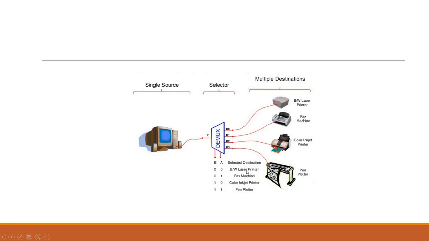If both are 0, the black and white laser printer will be used. If B is 0 and A is 1, the fax machine is used. If B is 1 and A is 0, the color inkjet printer is used. If both are 1, the pen plotter is used.